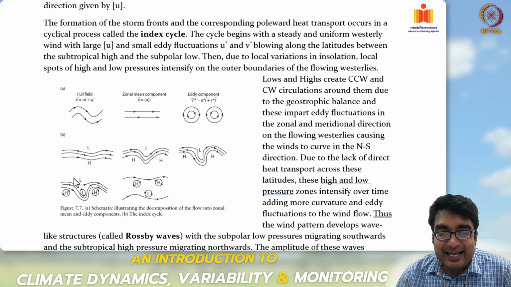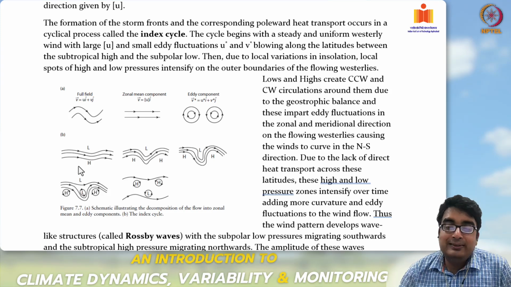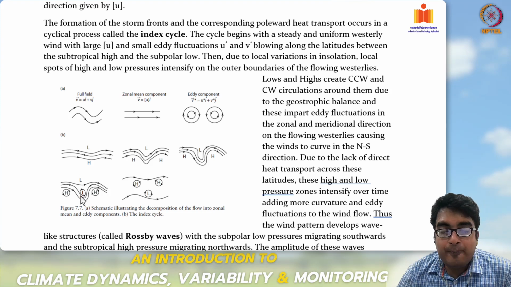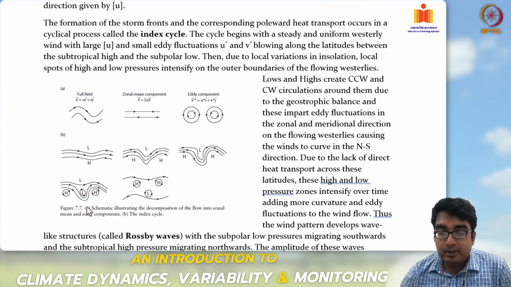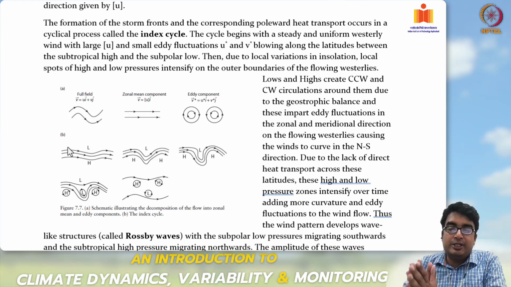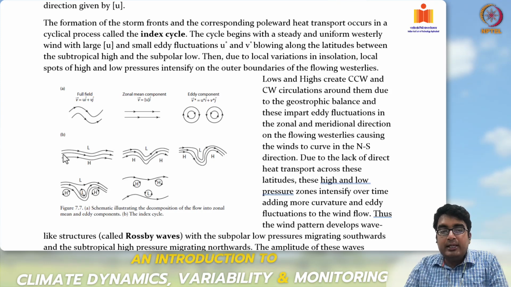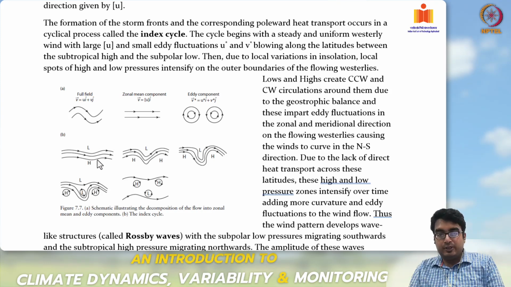Once these high pressures hit the subpolar low, they dissipate. These low pressures, when they hit the subtropical high pressure zone, they dissipate. So, once these cyclonic and anticyclonic circulations dissipate away, we are again back to a more or less regular westerly circulation.